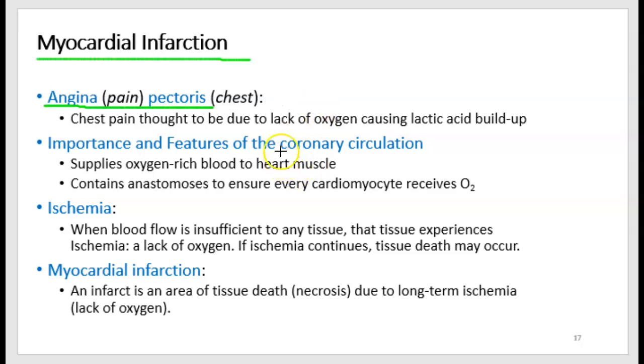Well, let's talk about the coronary circulation for a minute. The coronary circulation is a set of vessels that supplies, particularly the arterial portion, that supplies oxygen-rich blood to the heart muscle.